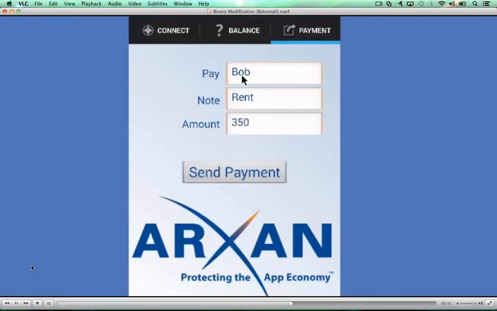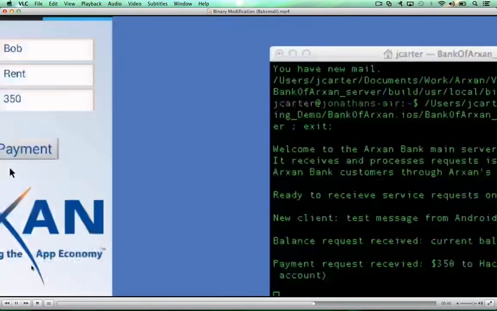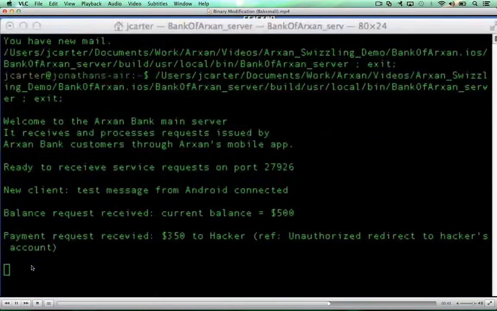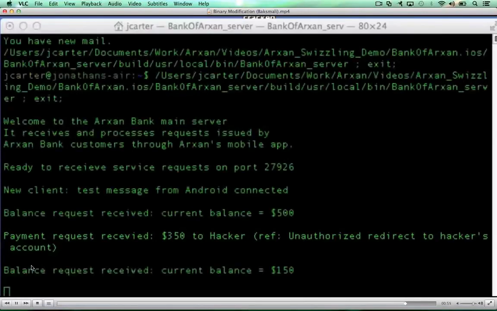Here, the victim issues a payment transaction to Bob for rent of $350. If we look at what transaction was processed by the bank, we see that the phone actually issued a request to transfer $350 to the hacker instead of Bob. The victim is none the wiser that the money went to the wrong person. The hacker's modification was indeed a success, and the hacker has now stolen money.